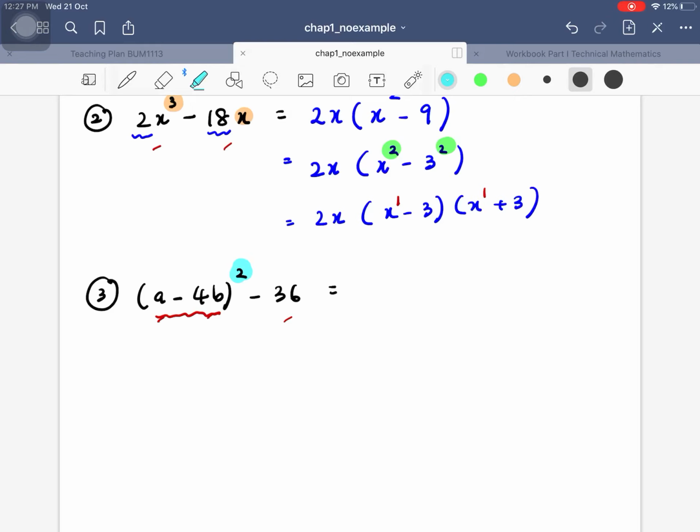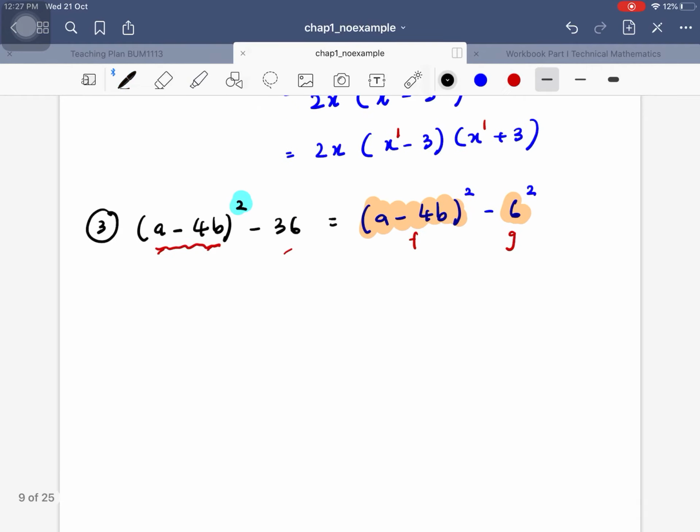I can simply take the whole thing. So I can write that this is going to equal a minus 4b squared, minus, and we know that 36 is 6 to the power of 2. So what is going to be my f and g? This whole thing over here is going to be my f, and this is going to be g.